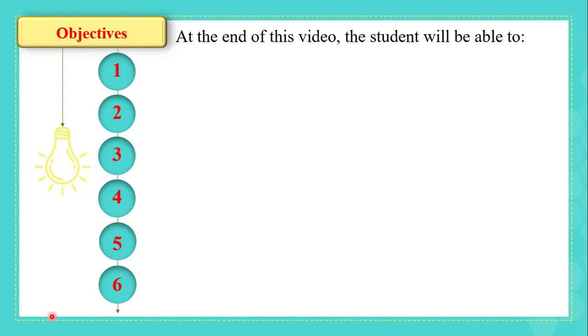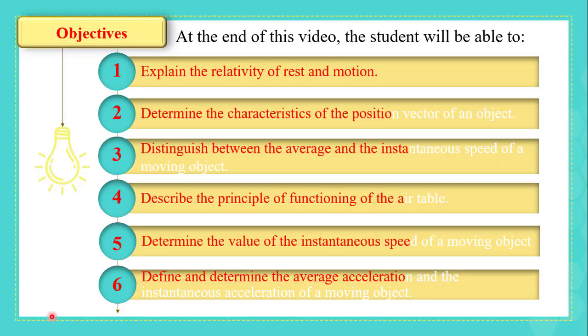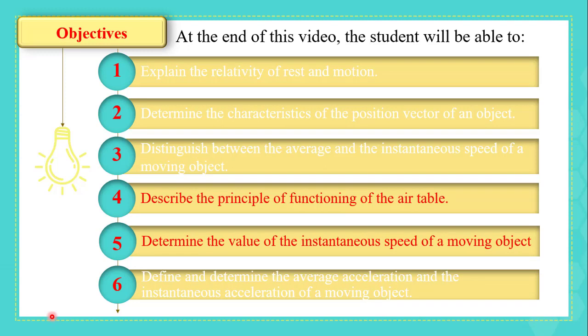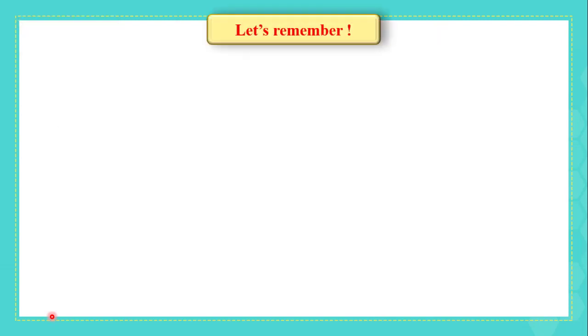By the end of this video, you will be able to describe the principle of functioning of the air table and determine the value of the instantaneous speed of a moving object. Let's review together the objectives of the previous video.